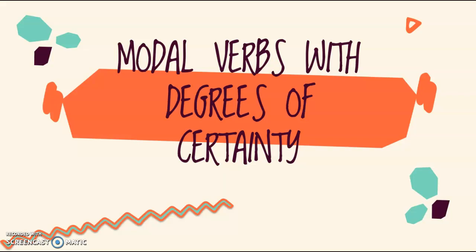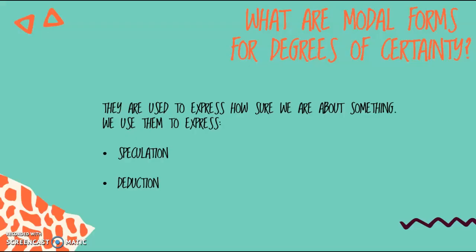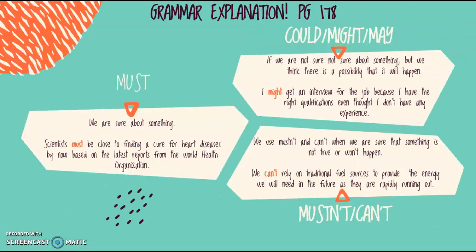Now we have modal verbs with degrees of certainty. What are modal verbs for degrees of certainty? We use those to express how sure we are about something. We use them to express speculation or deduction. Speculation is something that you believe but you are not sure about, and deduction is something for which you have a proof. We can use must, could, might, or may, and mustn't and can't.